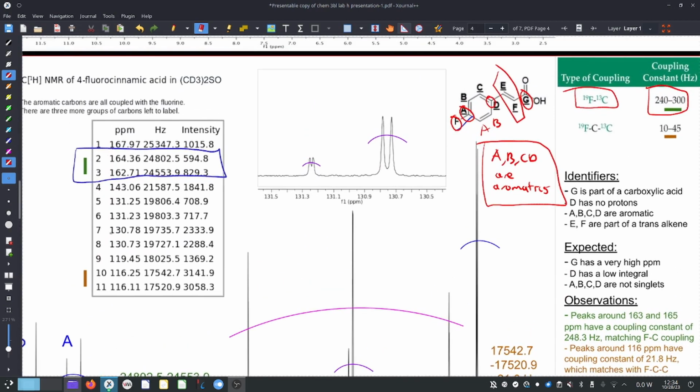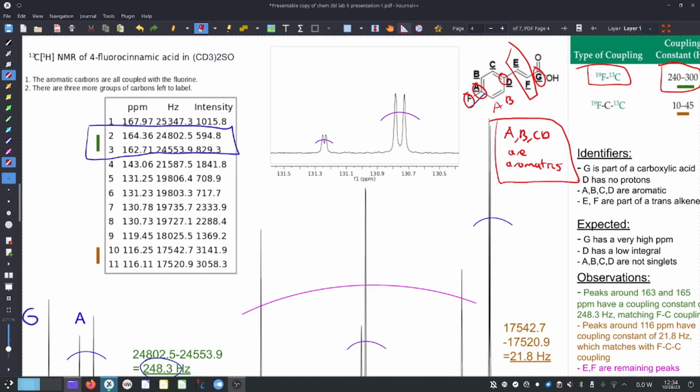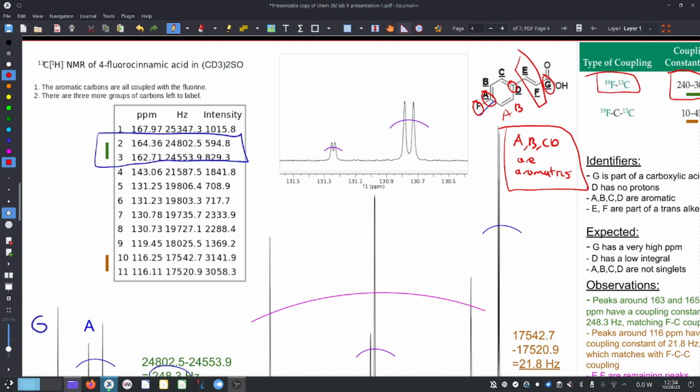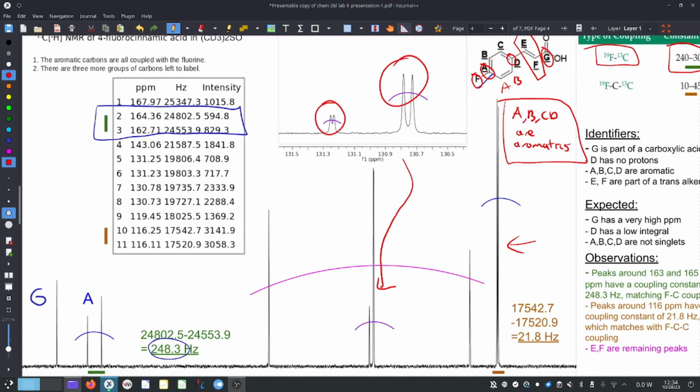Alright, so then we look at the remaining peaks. Because A, B, C, D are aromatics, right? We expect those not to be singlets, so the ones that aren't singlets are this one, they're both the zoomed in peaks over here, and also this very last one here.